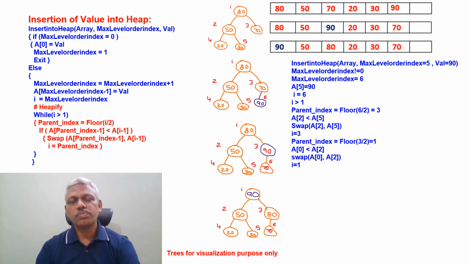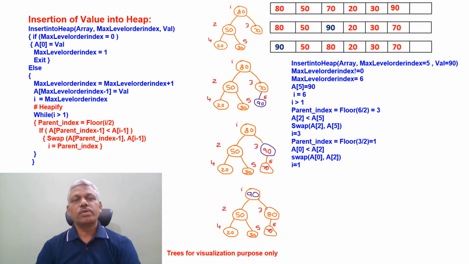And in the insertion part, if you remember in the previous slide, the node will be inserted as the last node. So we need to identify what is the maximum level order index, and we need to add the new element as the next one. So for that purpose, we need max level order index.